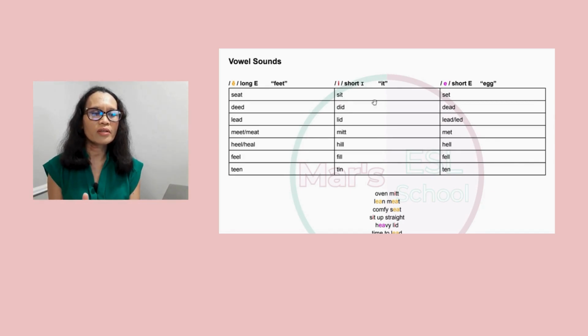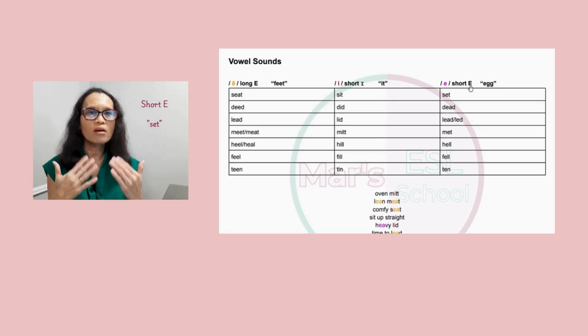Now let's look at our third sound, and it's the short E sound. Now this one has a jaw drop. Here, you drop your jaw slightly. E, e. It's the letter E in the word egg, set. It's also a relaxed vowel sound and a short vowel sound.